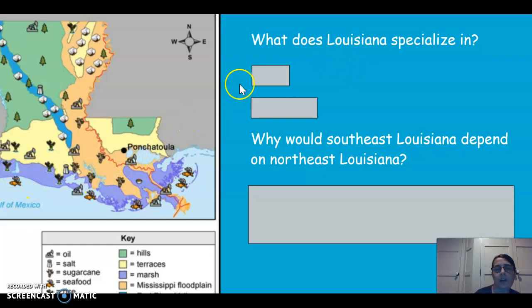Now, let's look at Louisiana. What does Louisiana specialize in? I can see one thing here. It's oil. There's oil all over Louisiana. So Louisiana is one of those states, and maybe there's one or two more that specialize in oil. Another thing that Louisiana specializes in is cotton. Look at all the cotton that's grown in Louisiana. So Louisiana specializes in cotton. A specialization of Louisiana is cotton growing.